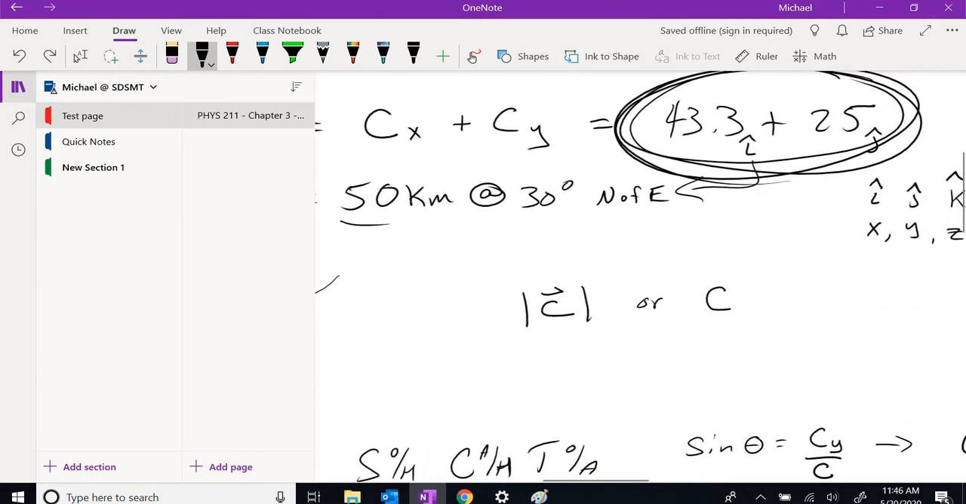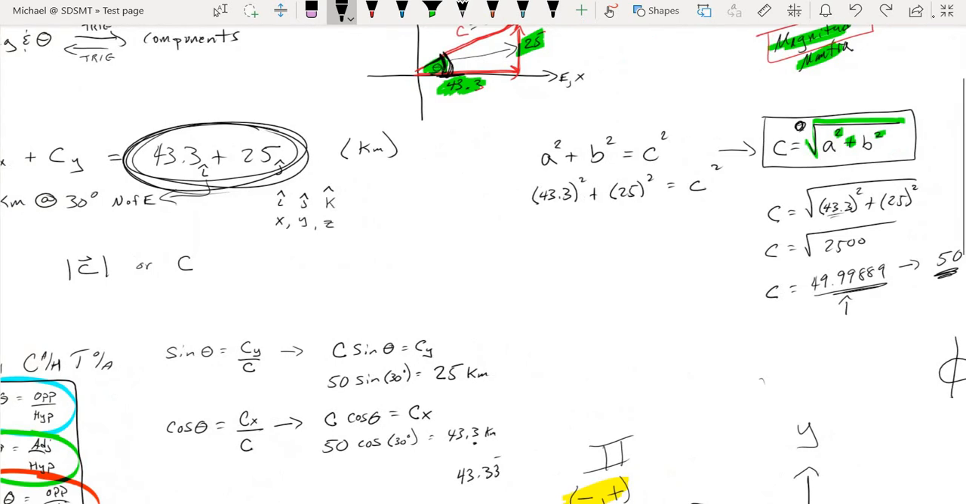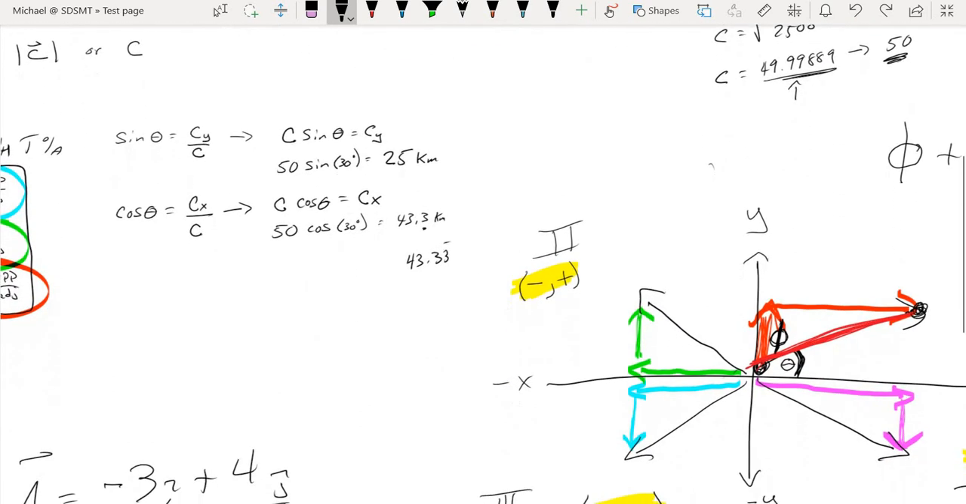Oops, where did we go? Where did our value go? Oh, there we go.